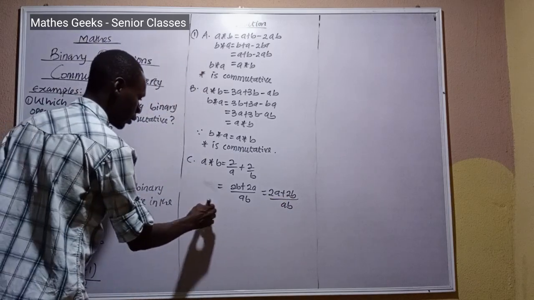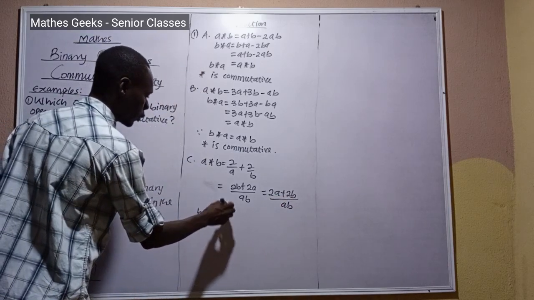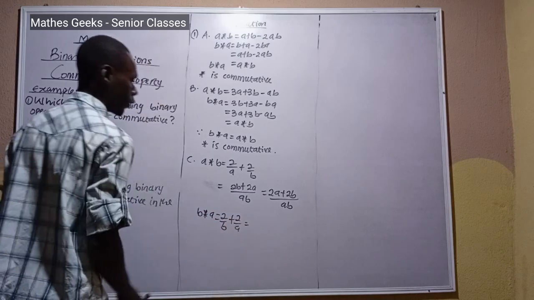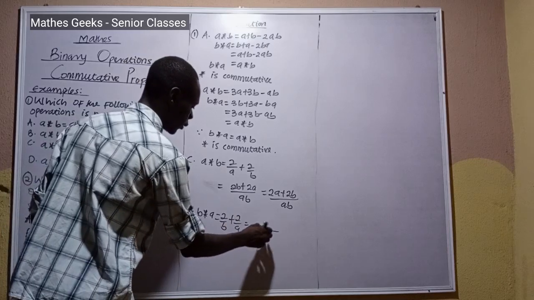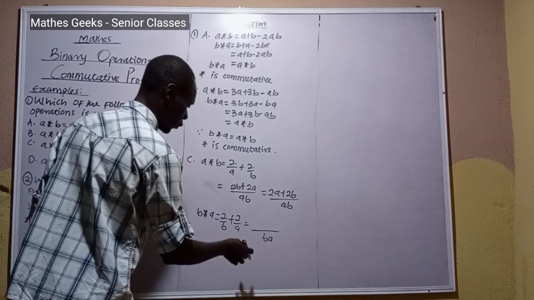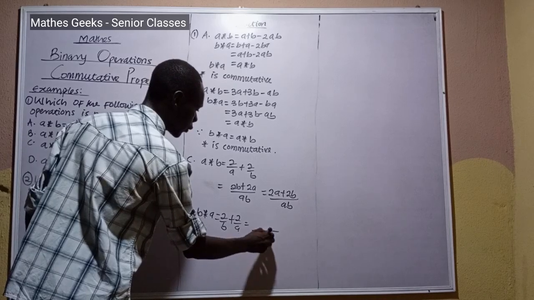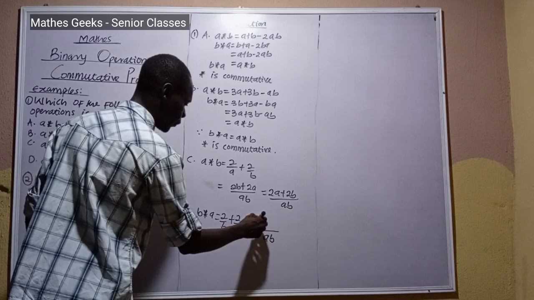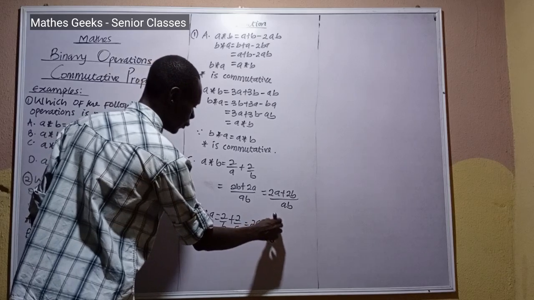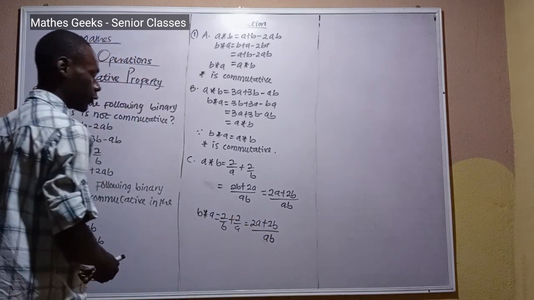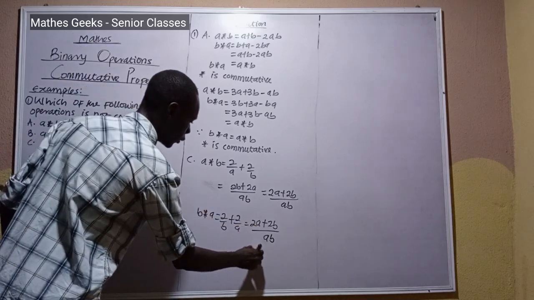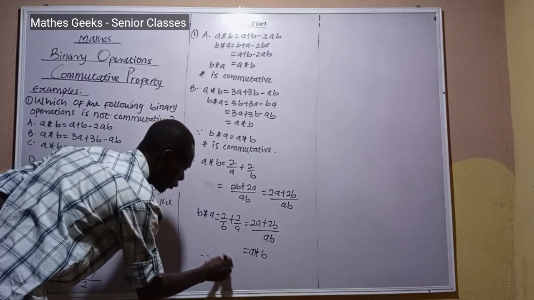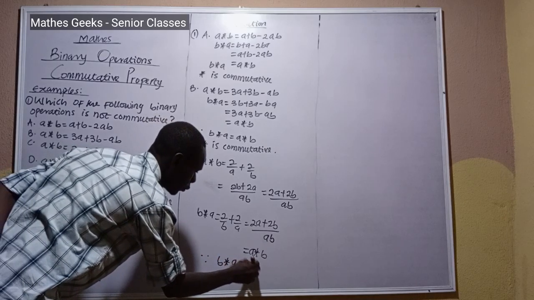So let's solve b star a. It will give us b star a equal to 2 over b plus 2 over a. So alphabetically, the LCM is ba, which is also equal to ab. Dividing gives us 2a plus 2b. Okay, so what do you have? Which is also equal to a star b. So therefore, b star a is equal to a star b.